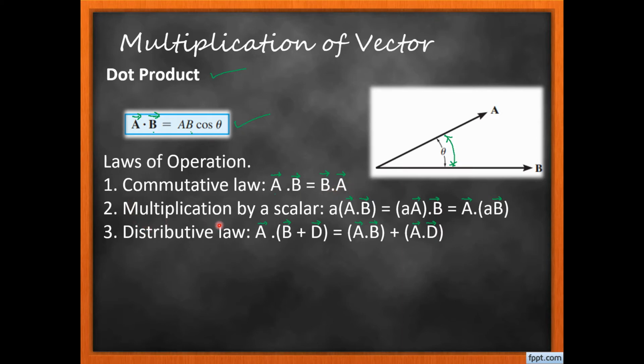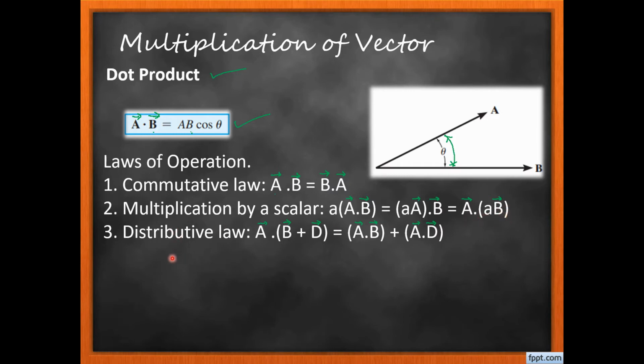And then we have the multiplication by scalar. Ito yung napag-aralan natin sa unang mga lessons natin. Once na multiply natin yung ating scalar doon sa ating vector, namamagnify lang yung quantity ng ating vector doon sa amount ng ating scalar quantity. Ganun din dito sa dot product. Halimbawa, meron tayong scalar a multiplied by vector A dot B. Ang result niyan is maaaring ganito: a multiplied by vector A dot vector B, or pwedeng vector A dot a multiplied by vector B.